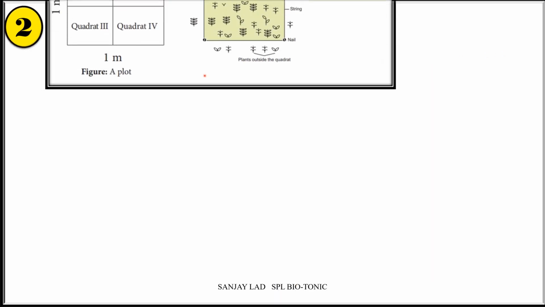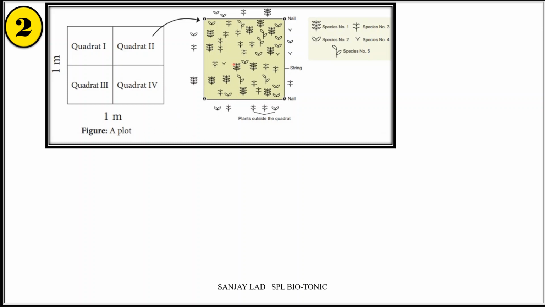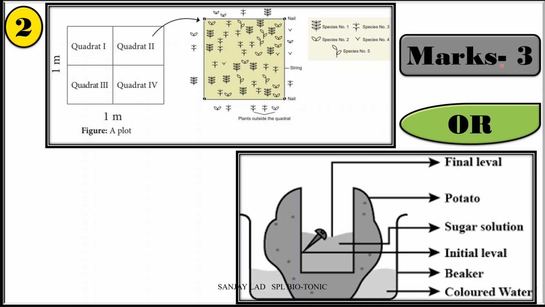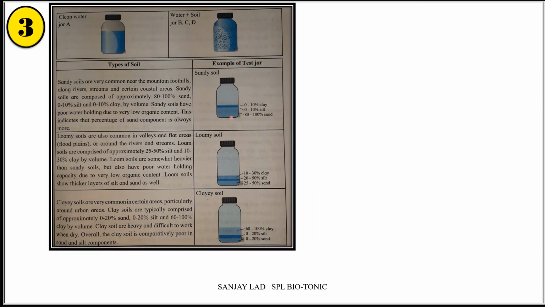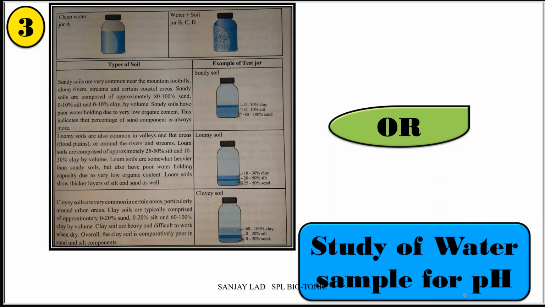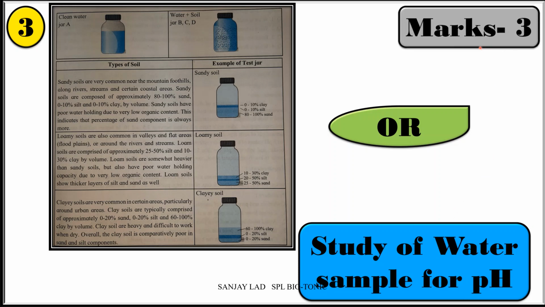The second question is either study of population density of plants by quadrant method or study of osmosis by using potato osmoscope. Its weightage is 3 marks. The third question, as I said earlier, is very easy. You have to identify the type of soil such as loam soil, clay soil or sandy soil. The option for this question is to check the pH of water for the water sample given to you. Easy, isn't it? This question also carries 3 marks.